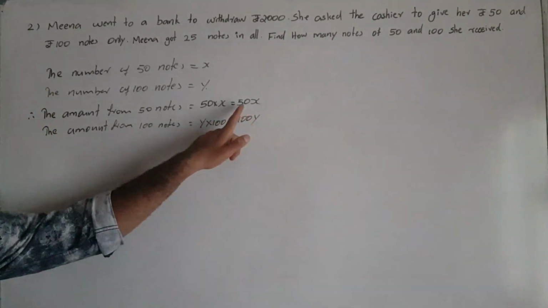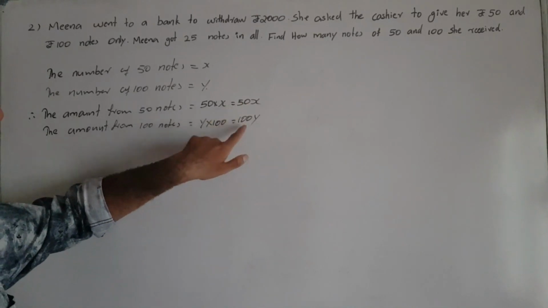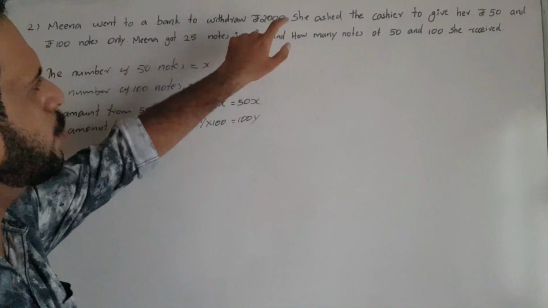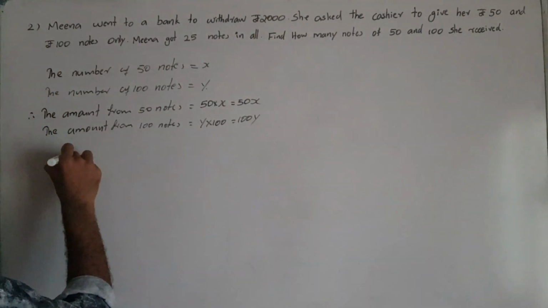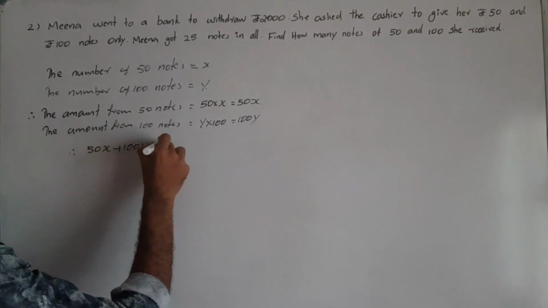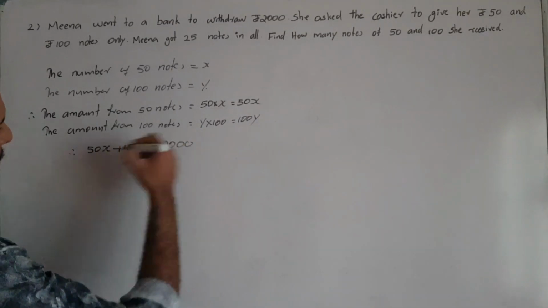Then what is the total of the amount from 50 notes and amount from 100 notes? That is the total amount. What is the total amount? It is 2000. Therefore, 50x plus 100y is equal to 2000.